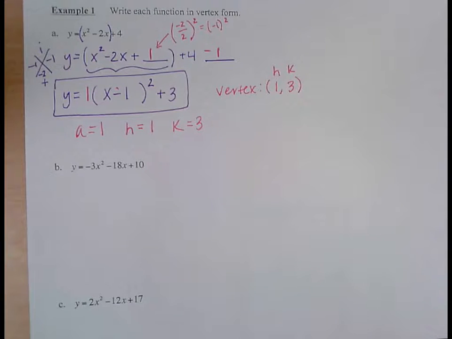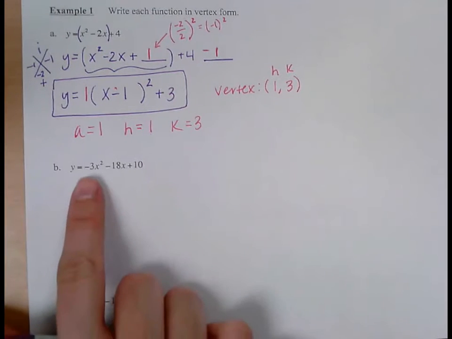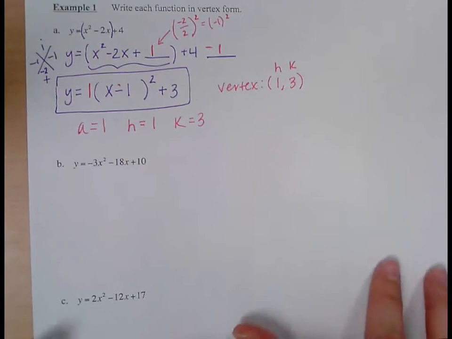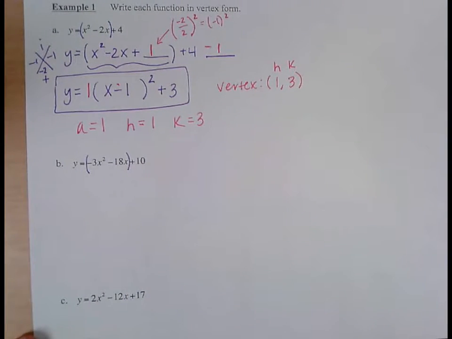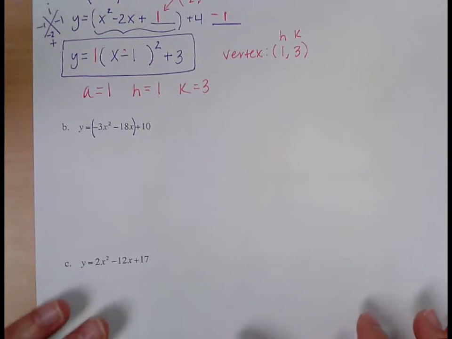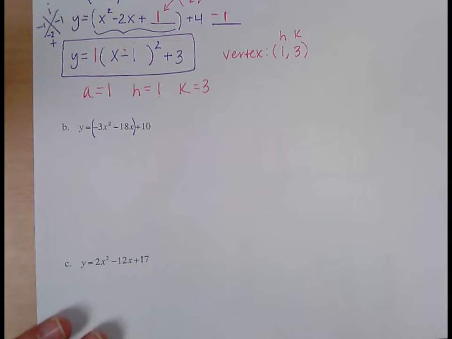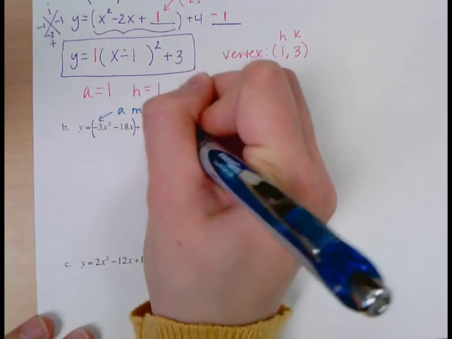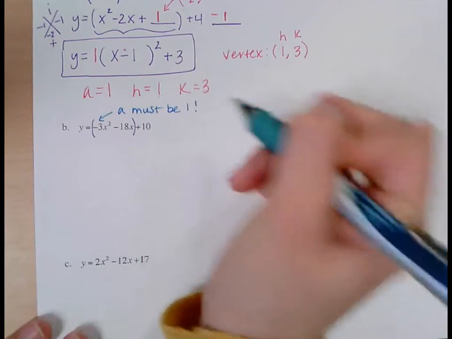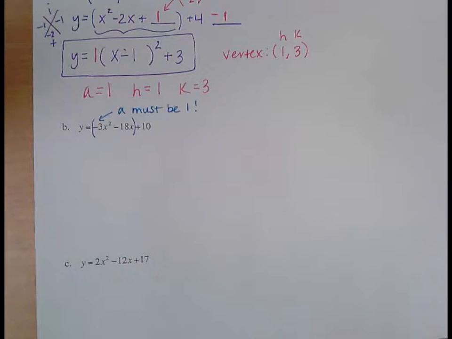This does have one difference to it, and that's the fact that it has an a value that isn't 1. So there is an a value of negative 3. So we are still going to start out by grouping the x terms together. So the plus 10 is off to the side. But if you remember with completing the square, we talked about this in 4.5. To complete the square, your a value must be 1. So we can't have that negative 3 in front of the x squared when we complete the square.